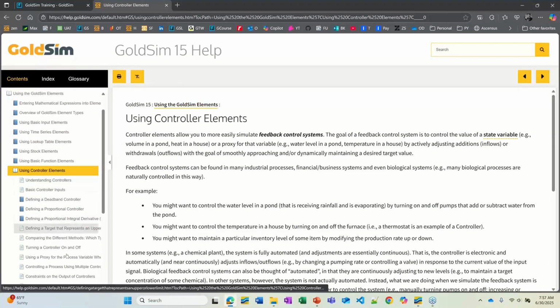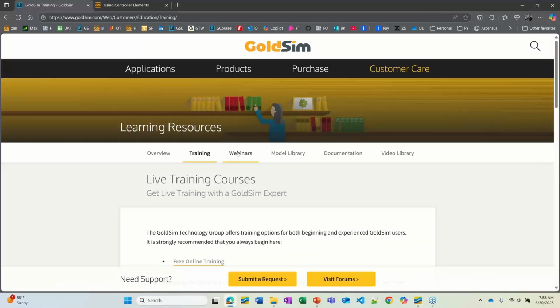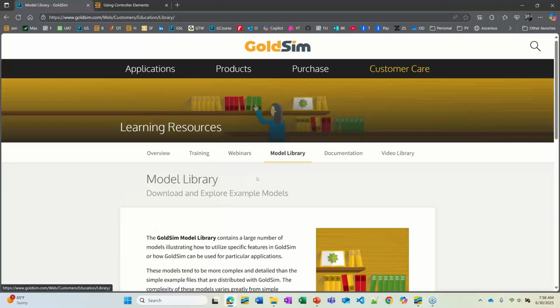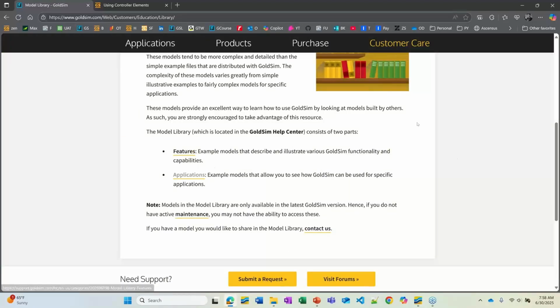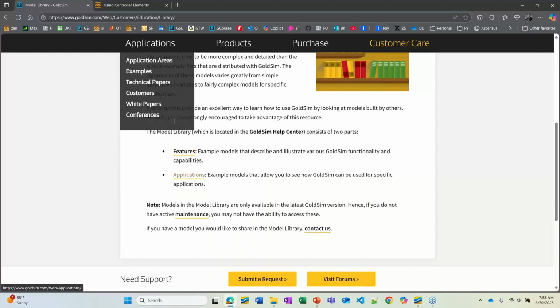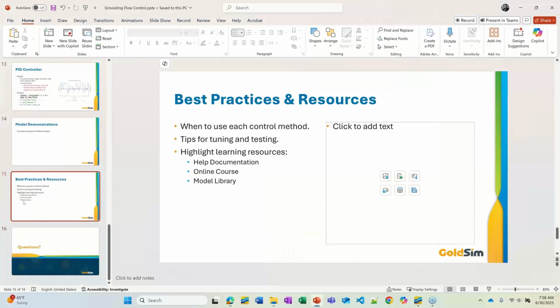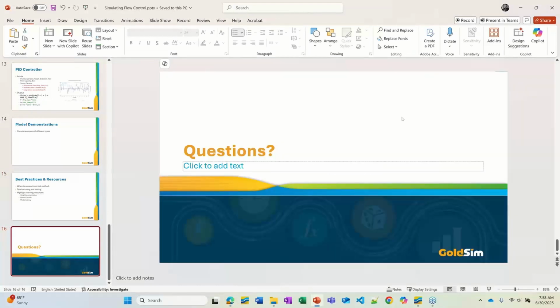You can see there's a whole section in here. I highly recommend looking into that. We also have some webinars on the controller, and we have models in our library that feature the controller, actual applications in which we are using a controller element. So those are the resources that you have for learning. All right, so any questions at this time?